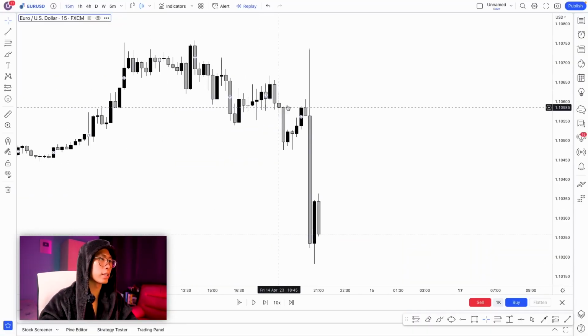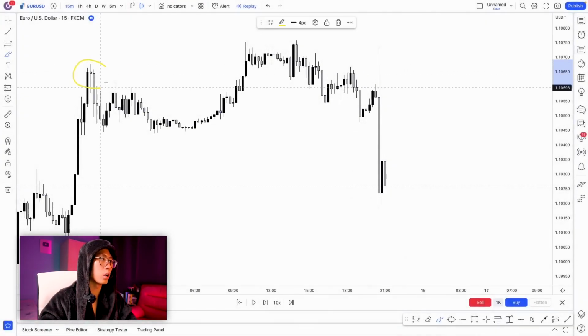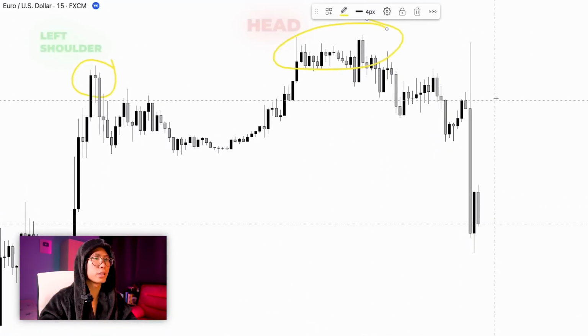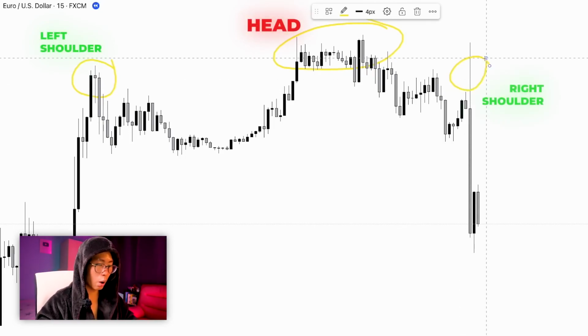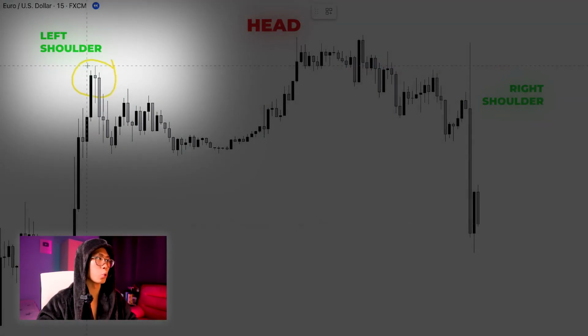So in this case, as you can see, we have a very beautiful head and shoulders right here. You can see this is the left shoulder, this is the head, and then this is the right shoulder. So how I would trade this is that I will wait for price to get to the left shoulder, right?